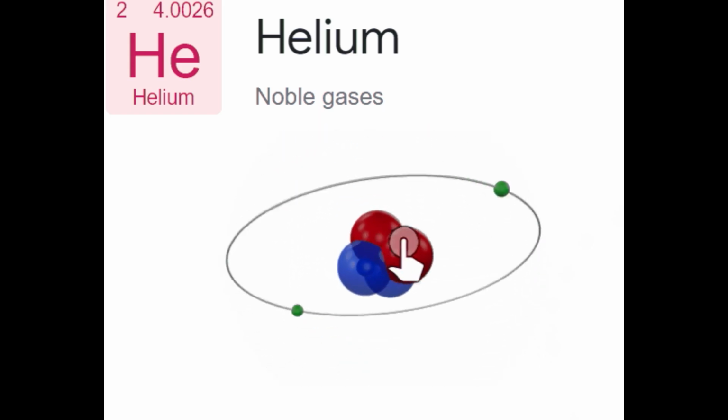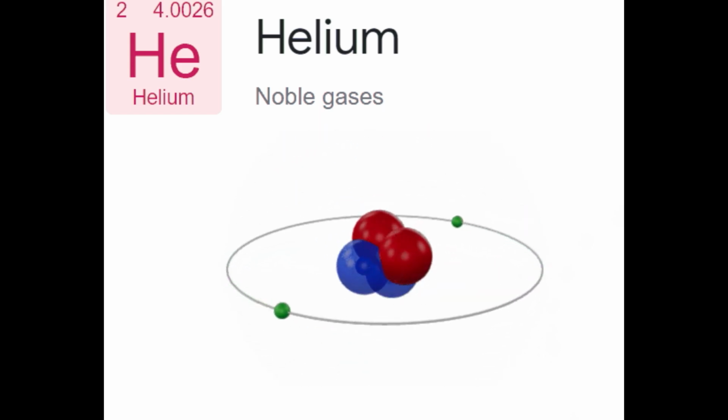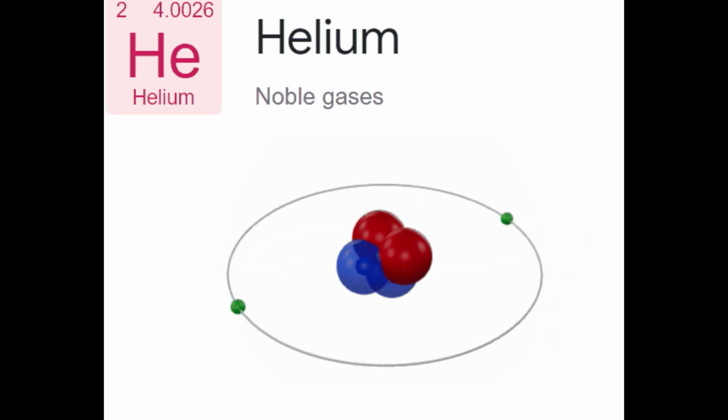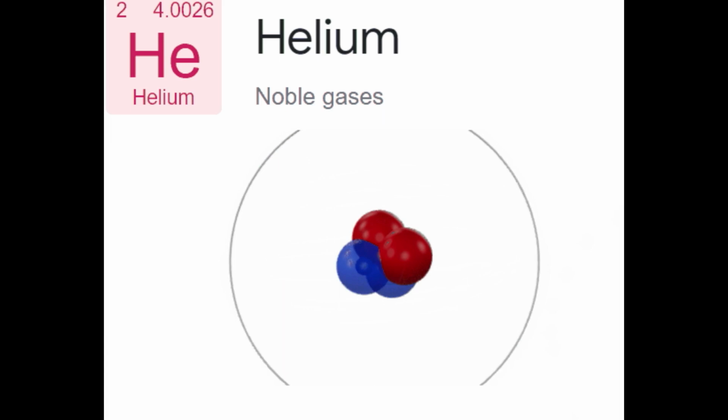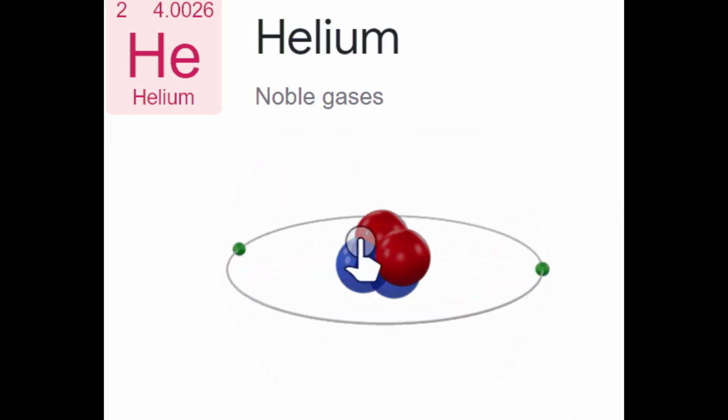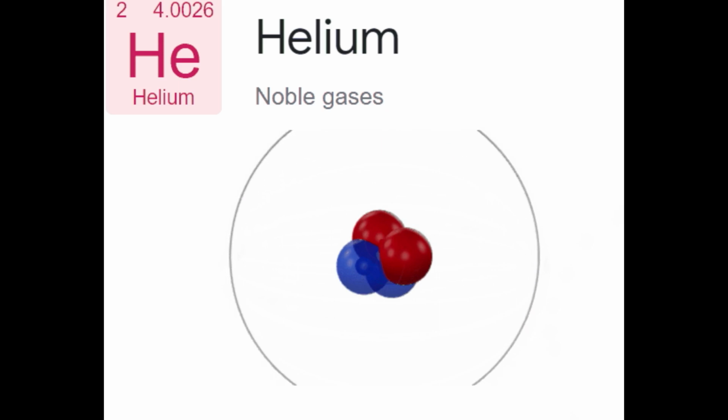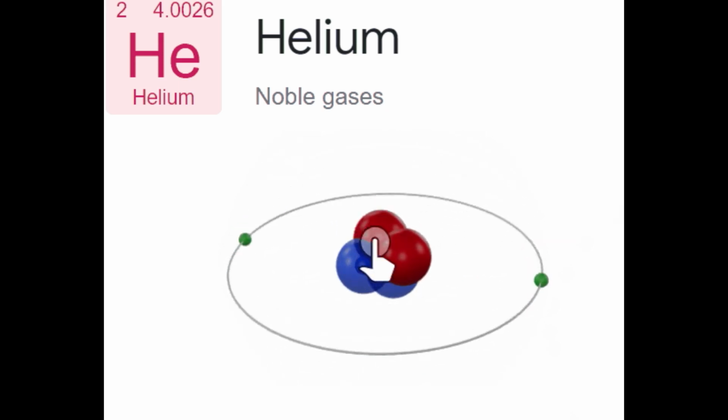Terrestrial discovery, 1895. Helium was first discovered on Earth by Scottish chemist Sir William Ramsay in 1895. Ramsay, along with English chemist Lord Rayleigh, analyzed a mineral called cleveite and found helium in it. This marked the first time helium was detected on our planet.